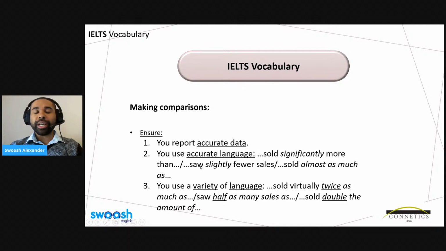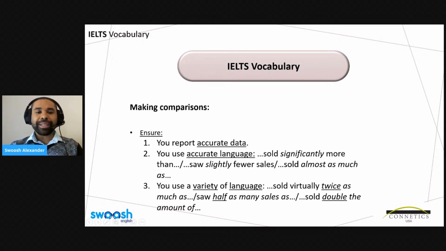If it were just a small difference between A and B, we could say that A saw slightly fewer sales than B. However, if it was a situation where A sold a lot more than B, or if it was a situation where A and B sold almost the same amount, then we could use a sentence such as A sold almost as much as B. Okay, so these are ways of talking about small differences, large differences, and also talking about comparisons where they're almost the same value.